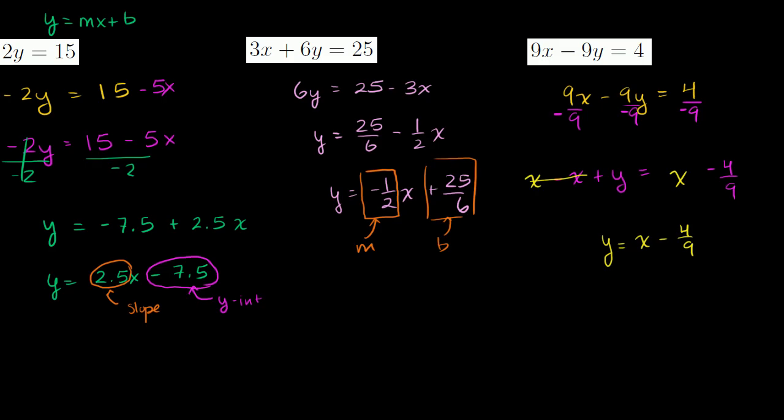ninths. Where is the slope? The slope is the coefficient on the x term. The slope is equal to 1. Where's the y-intercept? The y-intercept is right there. It is negative 4/9.